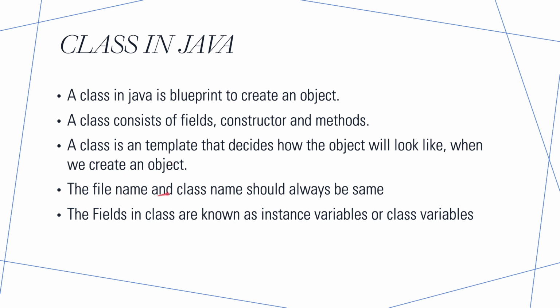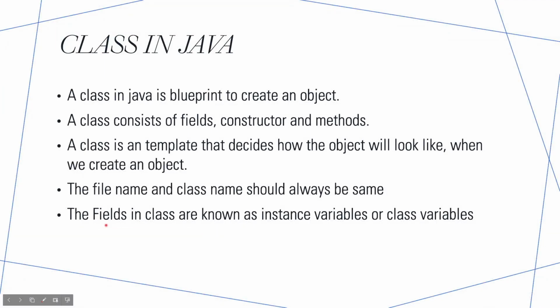Then the file name and class name should always be the same. So in Java, if you create a class, the file name, like employee.java, is similar to the class name. So the class name would also be Employee only. The fields in a class are known as instance variables or class variables. The fields that are declared inside the class and outside the constructors and methods are known as instance variables or class variables.